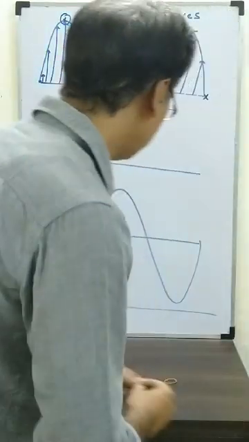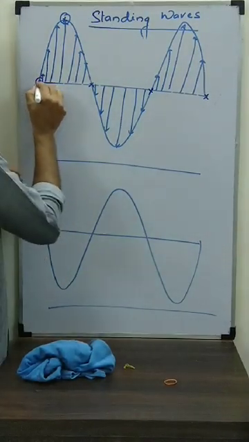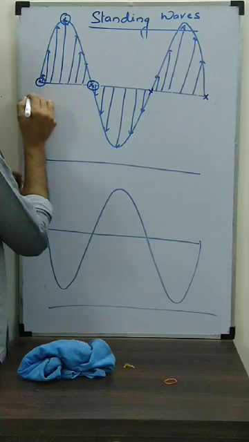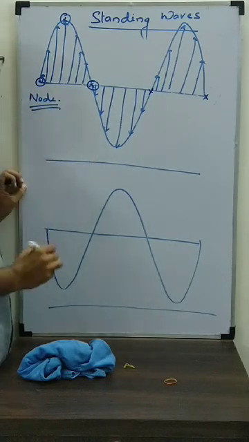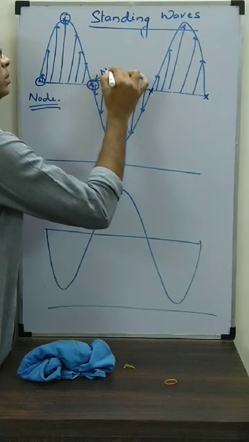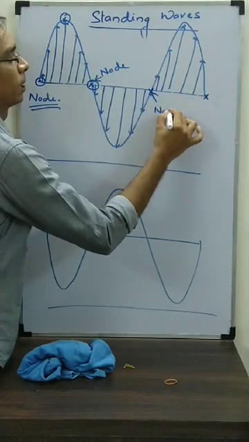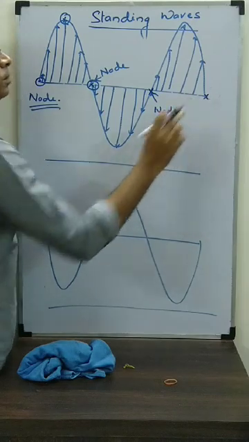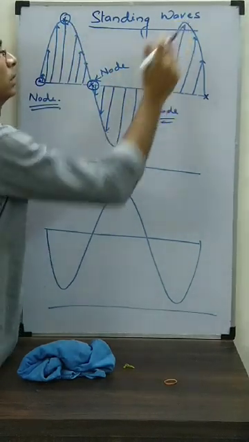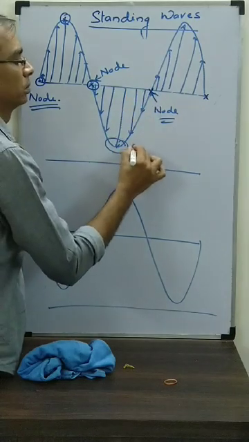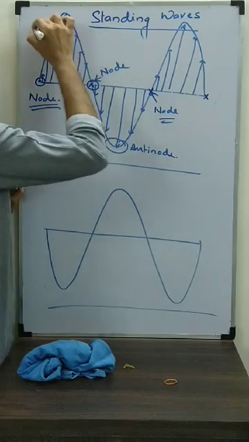Okay. So these particles which always have zero amplitude, we call them nodes. These particles are called nodes. These are nodes, and this is a node. The particles which have maximum amplitude are called antinodes. This is an antinode.